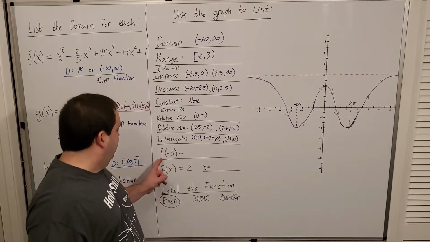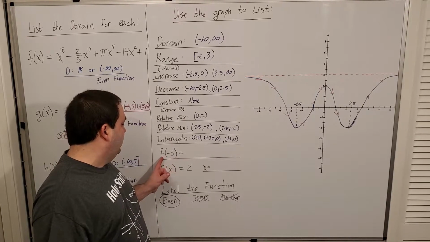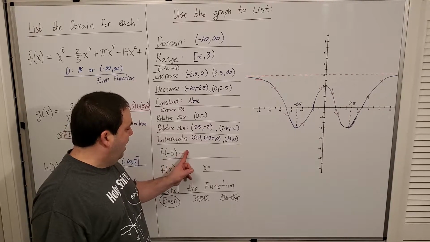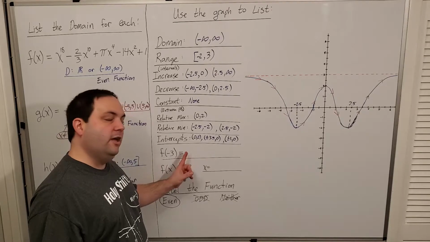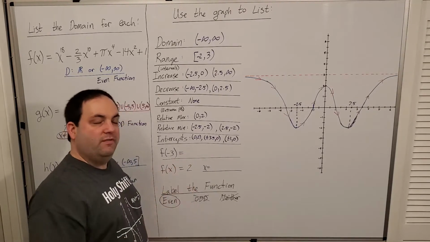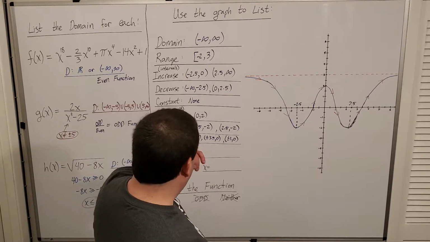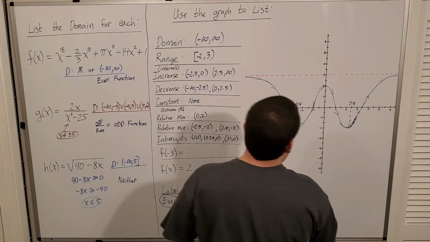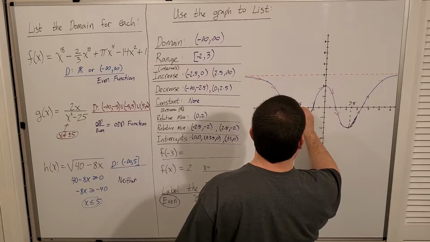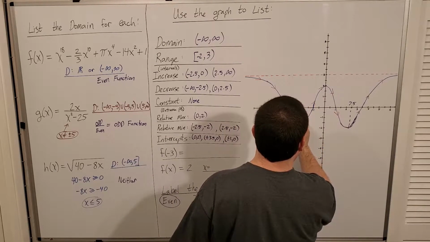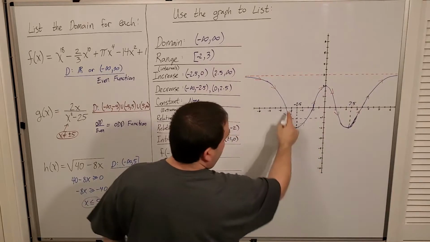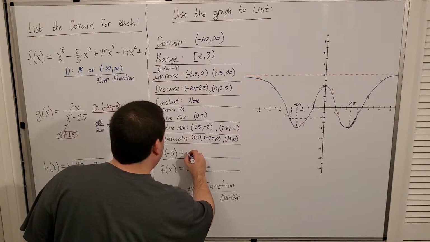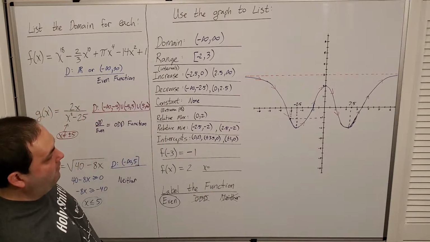F of negative 3. This is function notation telling me to look at the function when x is negative 3 and tell me what the y value is. The y value spot is blank. The output of the function is the y value. Okay? So at negative 3, here it is right here. Let's see. What is my y value? At negative 3, it looks like we're getting negative 1 for my y value.